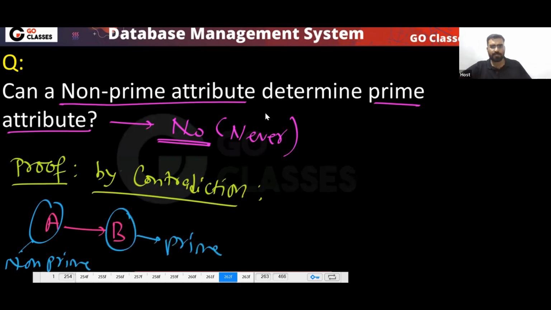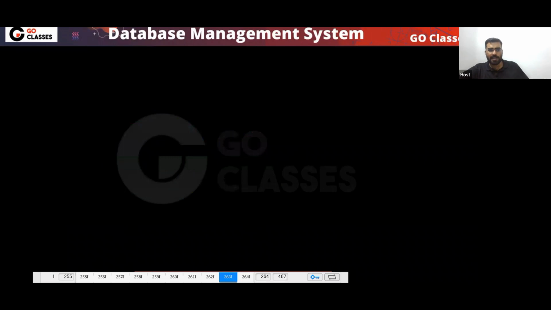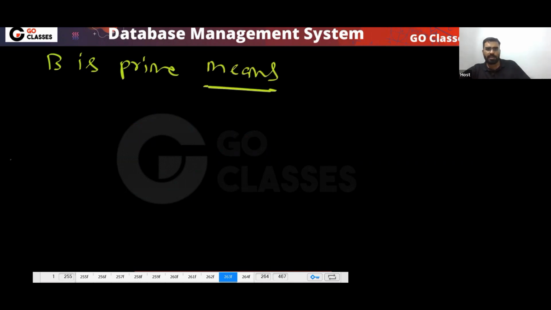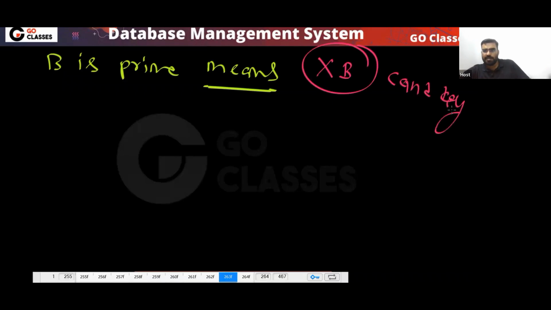Now what will be the problem? Is there any problem? Yes, there will be a problem. See, B is prime. So what does it mean? If B is prime, it is part of some candidate key. So this is a candidate key. Correct?